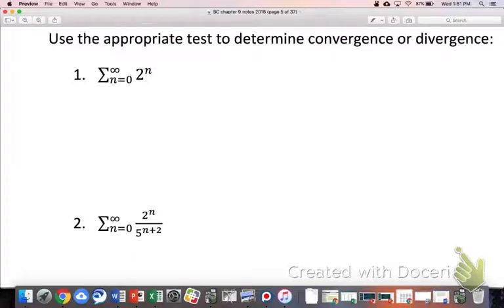There's only 2 possibilities here, right? You can use either the nth term test or the geometric series test. In some of these cases, both of them will work. In other cases, one won't work.